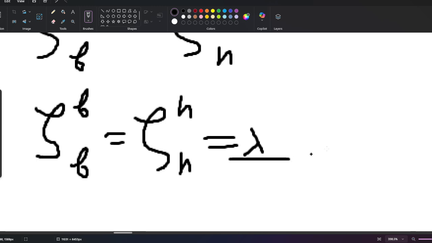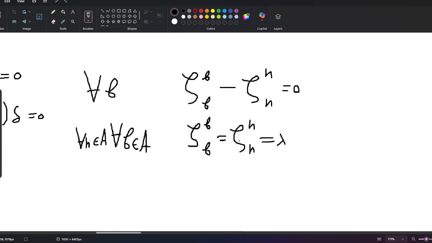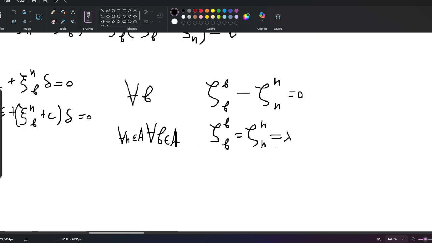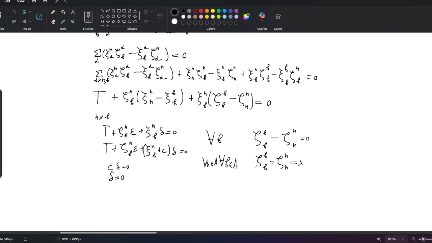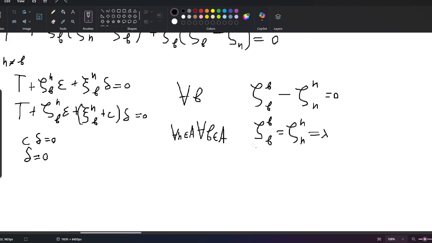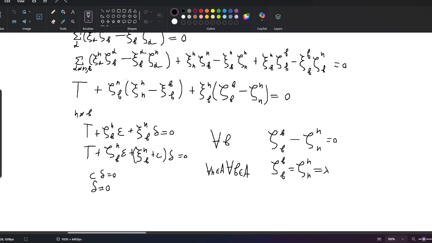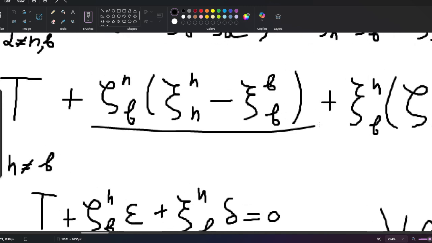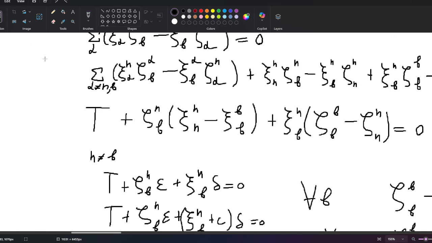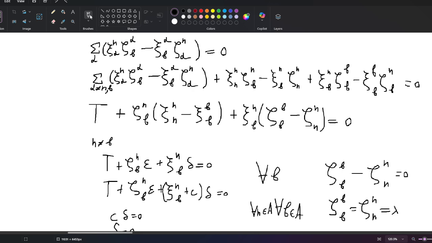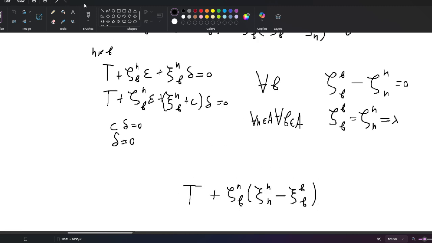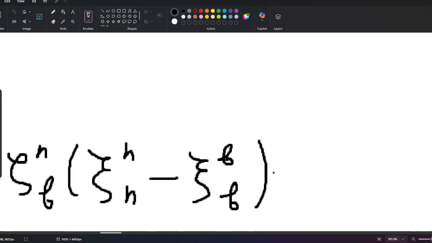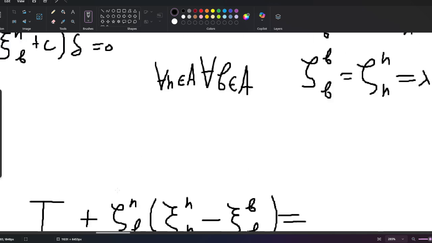Let's call this constant lambda. Okay. Now, after we have done that, we just need to show that, well, not really show, let's just work with this part. After we have shown that, we still have this part left, right? The one that we labeled theta nb epsilon.